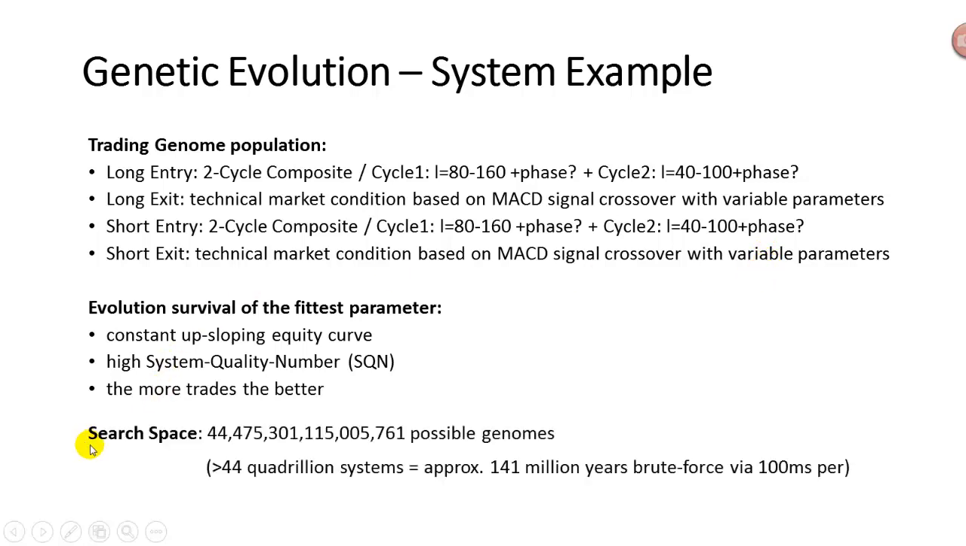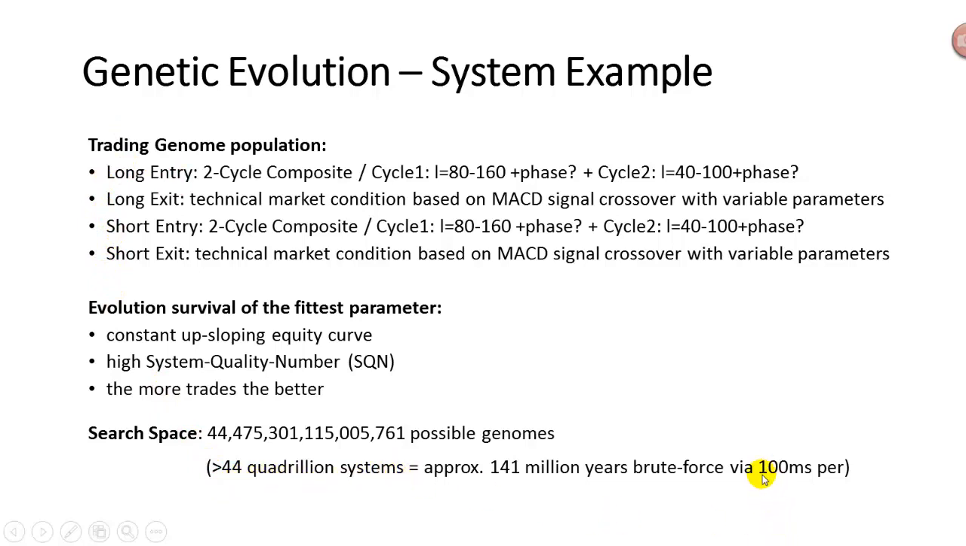That means we're talking about a search space here of, please see this number here, over 44 quadrillion possible systems, which means that we have quite a huge search space based on what is, in the end, quite a simple trading strategy. But based on the possible parameters which can be combined with any other parameter here, we get over 44 quadrillion systems.